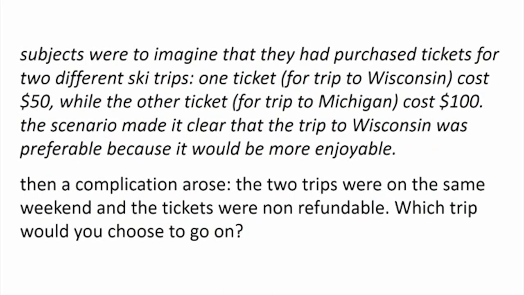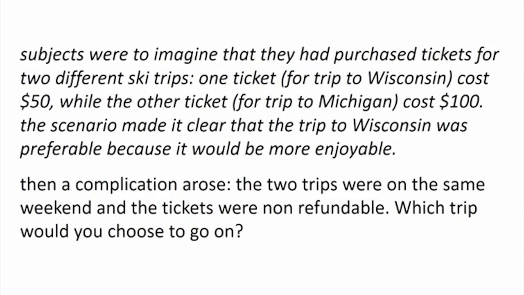So, in this experiment, what happened is, subjects were to imagine that they purchased tickets for 2 different ski trips. Basically, subjects actually bought tickets for both these trips. One ticket, a trip to Wisconsin, cost $50, while the other ticket, a trip to Michigan, cost $100. Now, the scenario made it clear that the trip to Wisconsin was preferable because it would be more enjoyable.